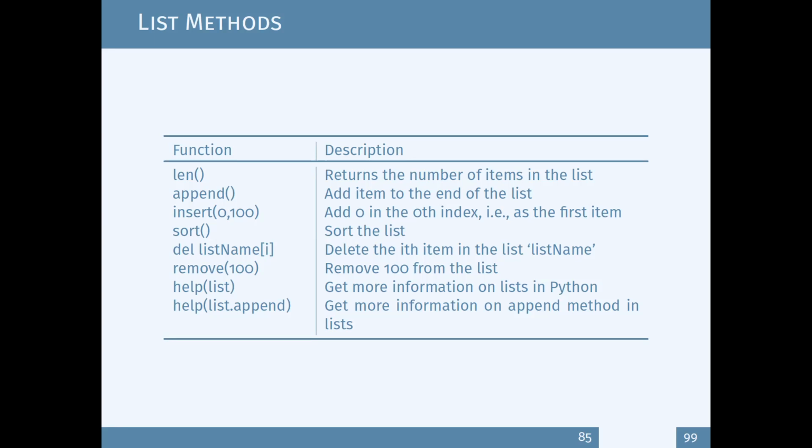General help we also discussed. If you just say help list, you will get general information about the list in Python. But let's say you want to know more about a particular method, you have to type help list.method name. So for example, to get the append method in lists, you can use help list.append. Right, so make a note of this.